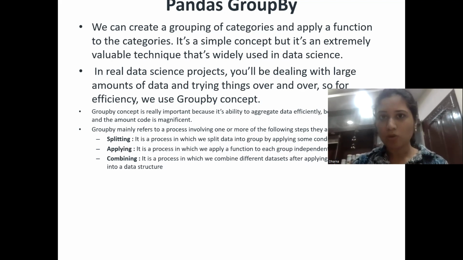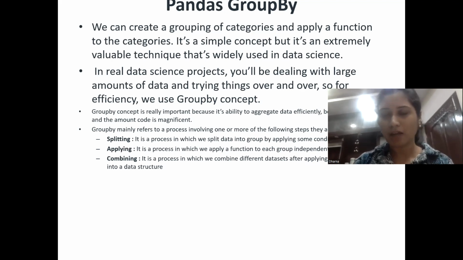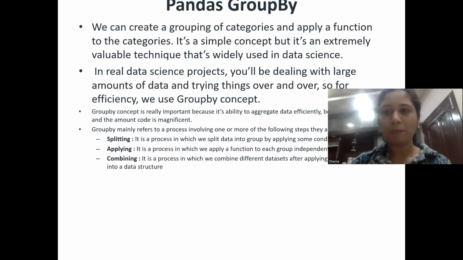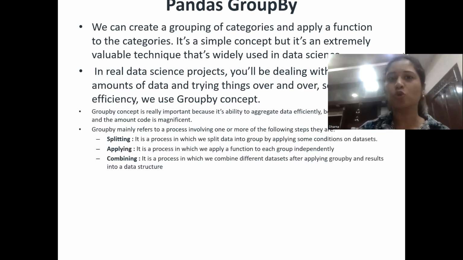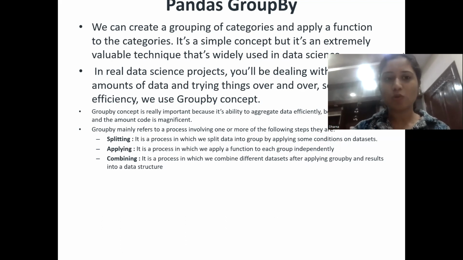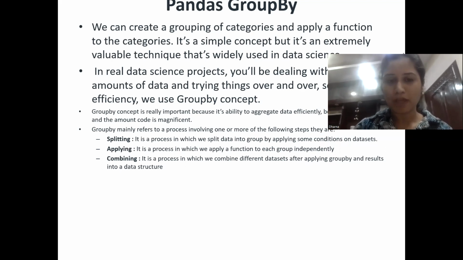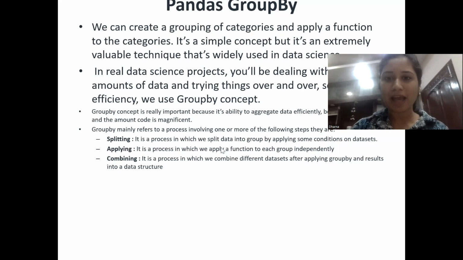I will be talking about group by in pandas. Group by is a very important concept in the pandas library because it is used to group categories and apply functions to the categories. So how does group by actually work? We need to understand the process behind group by. Basically, group by has three steps: splitting, applying, and combining.